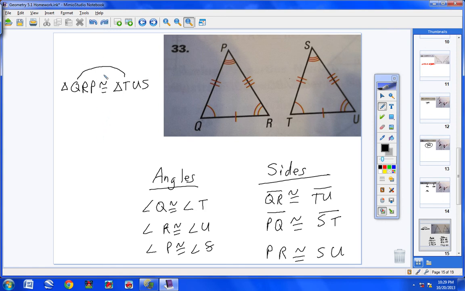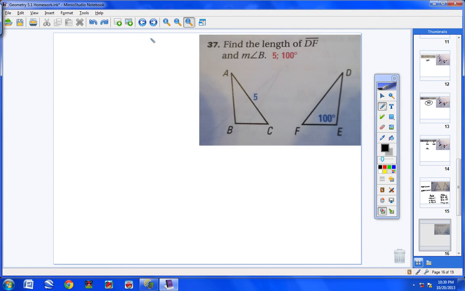Now look, if you turn this around and you did this, if you put R first and then P and then Q, and over here you went U first, S second, and T last, that's fine. Because again, R is congruent to U, P is congruent to S, and Q is congruent to T. So there's more than one way to write a congruent statement. And I'm not going to list all of those ways out for you, but there is more than just one way. All right, let's continue on now to number 37.